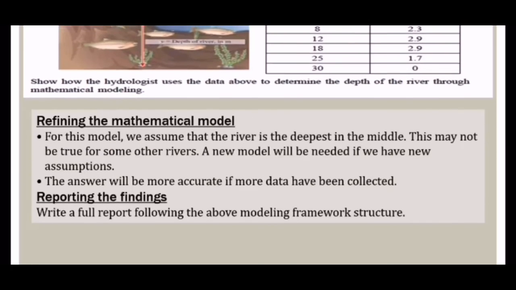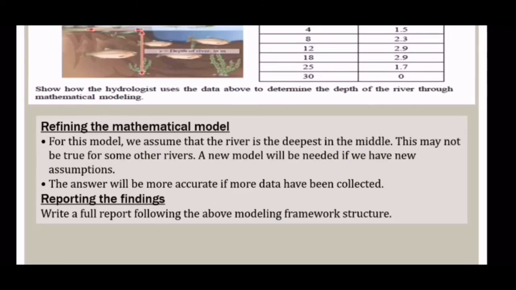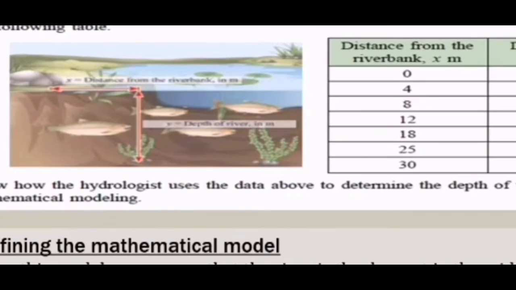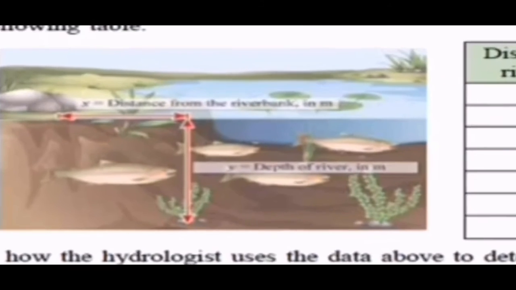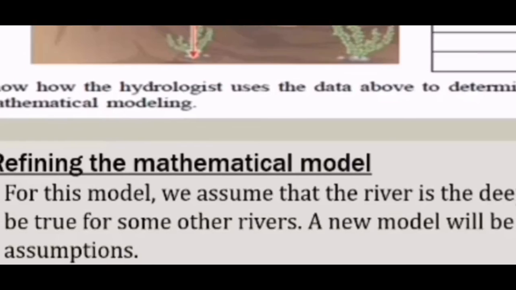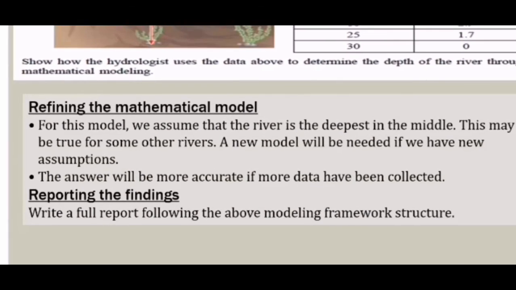Then we can refine the mathematical model. For this model, we assume that the river is the deepest in the middle. This may not be true for some other rivers. A new model will be needed if we have new assumptions. The answer will be more accurate if more data have been collected.